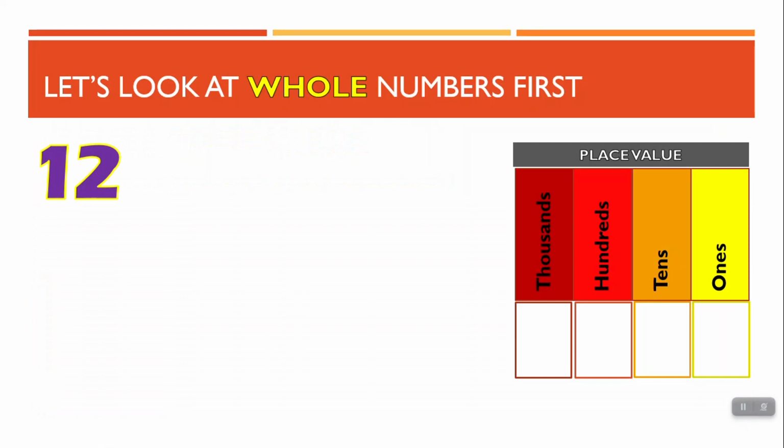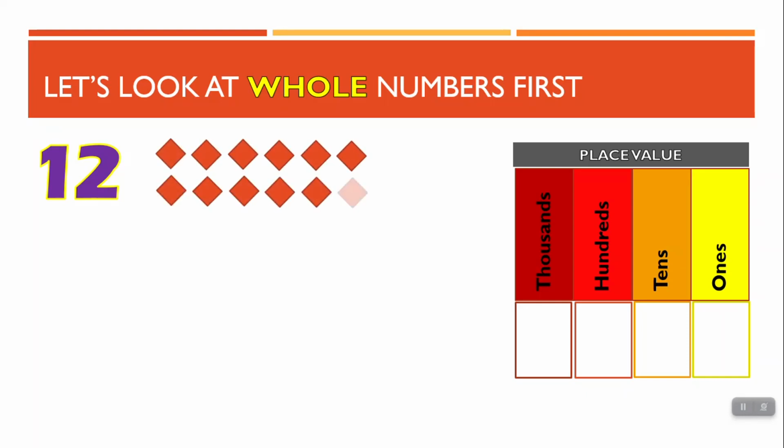If we look at the number 12, we are able to quantify 12 with objects: 1, 2, 3, 4, 5, 6, 7, 8, 9, 10, 11, 12. There are 12 diamonds. We can count each one, and we can represent the number 12 in the place value chart. We know each digit falls in a place value. The 2 is in the ones column, and the 1 is in the tens column. We have one 10 and two ones to make 12.